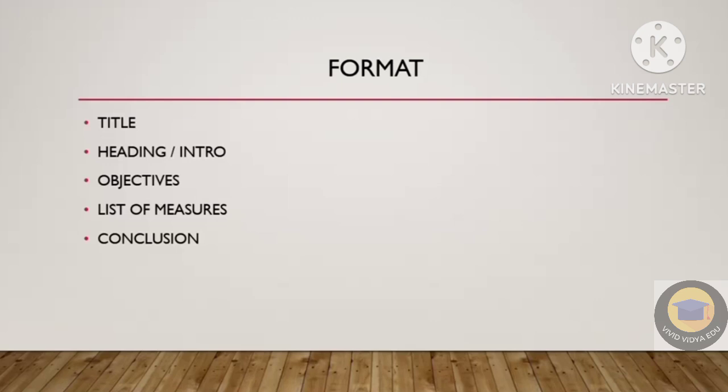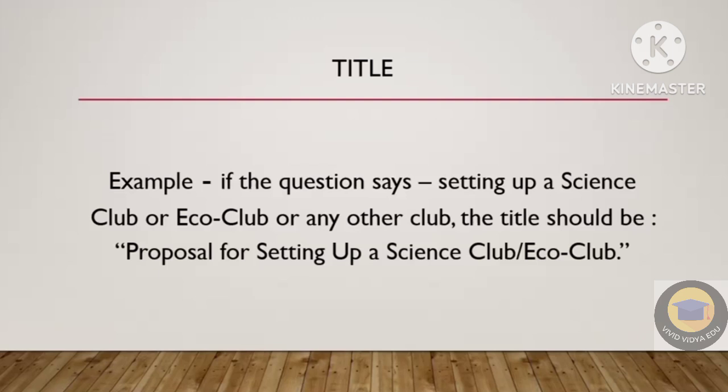And when it comes to list of measures, it should list all measures you would take to make this proposal a success. It must have at least 4 points or 4 measures. And moving towards conclusion, the proposal should be concluded with a positive sentence stating that you are hopeful that your proposal will be accepted by the reader. Now, here is an example for each: title, heading, objective, list of measures, and conclusion.